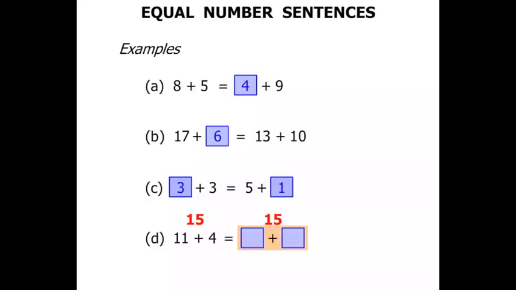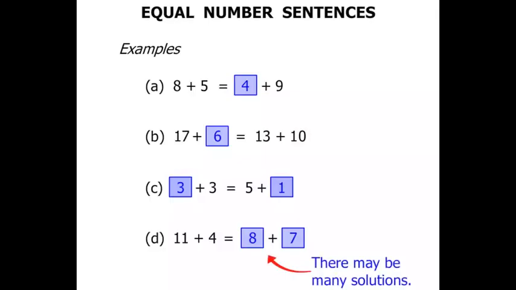What about another pair? Can you think of another pair? What about 8 and 7? Again, that would be correct as well. So this type, there may be many solutions too.